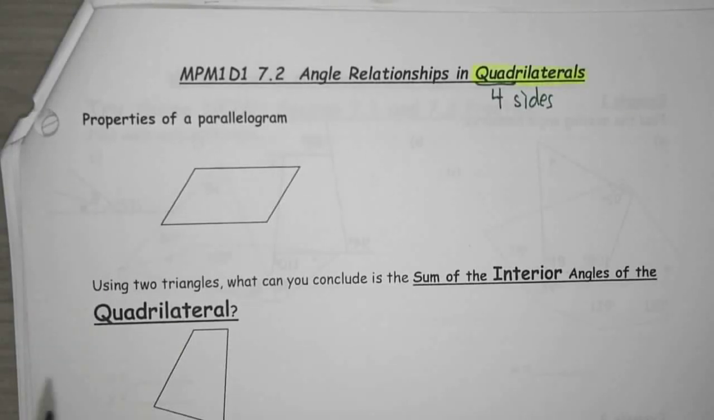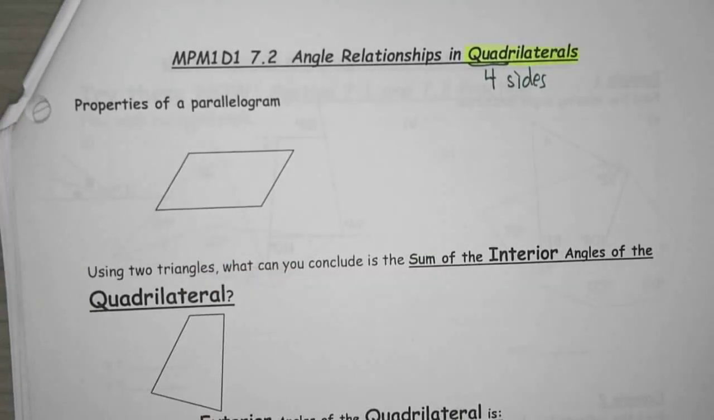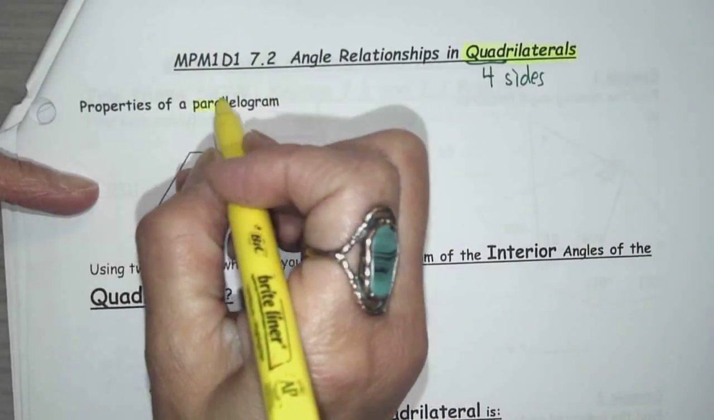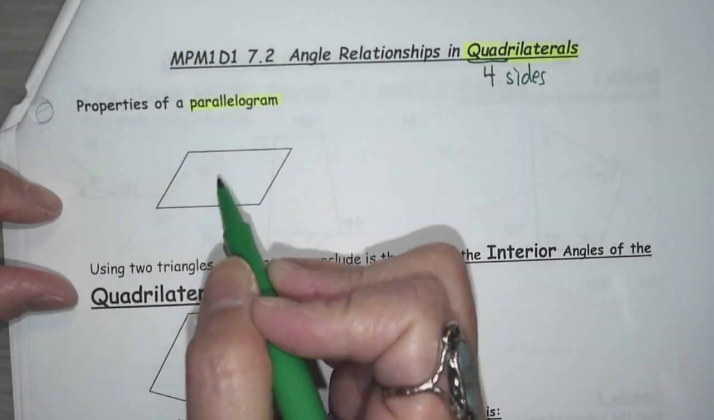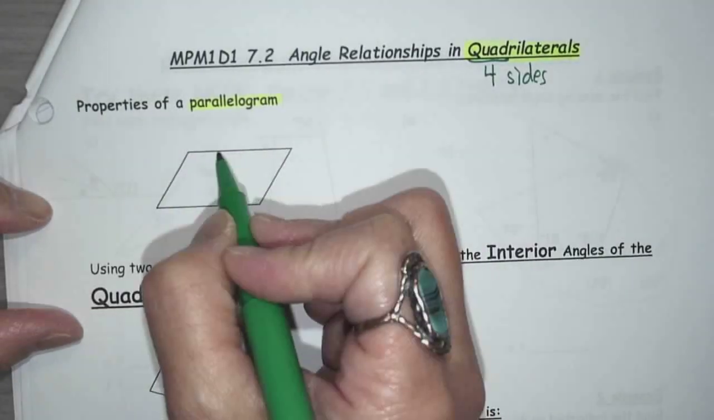The properties of a parallelogram is what I'm going to start with right now. So a parallelogram, let's go through that word first. A parallelogram means that the sides are parallel to each other. So this one is parallel to this side. So these opposite sides are parallel.